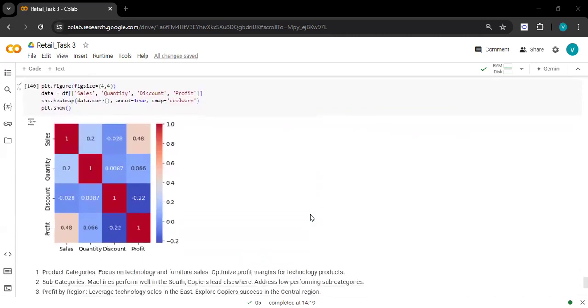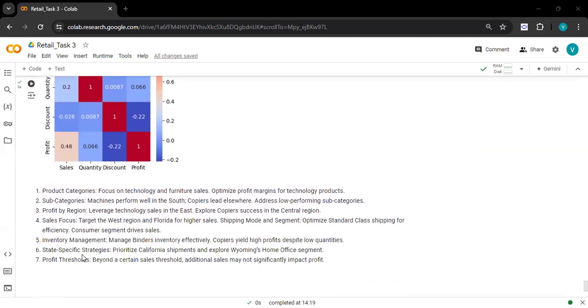From the heat map, we can see that sales is well correlated with the profit. Quantity is correlated with the sales. The discount is positively correlated with the quantity and negatively correlated with the sales and the profit. It is highly negatively correlated with the profit. The profit is correlated with the sales.